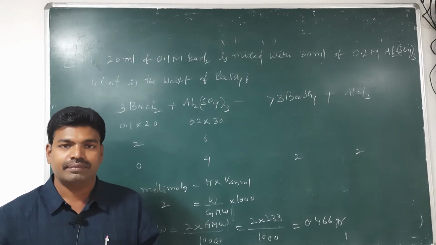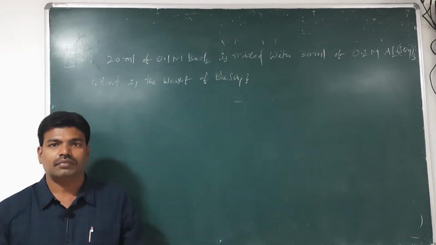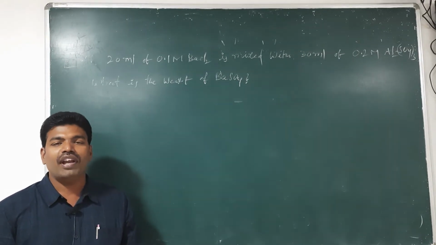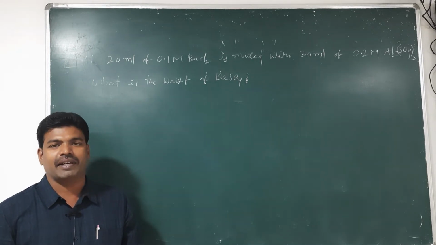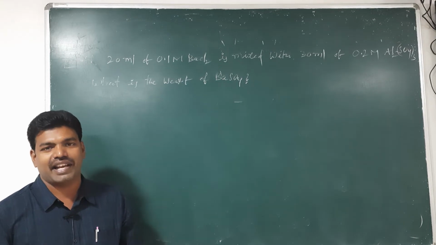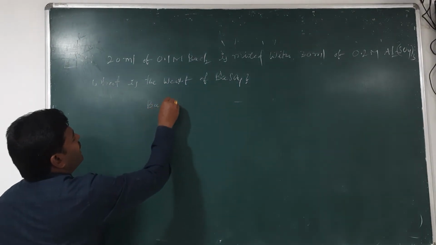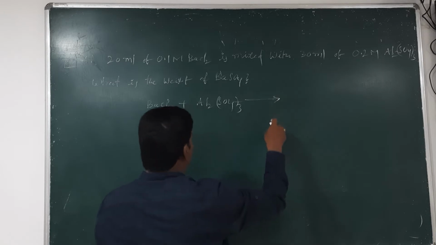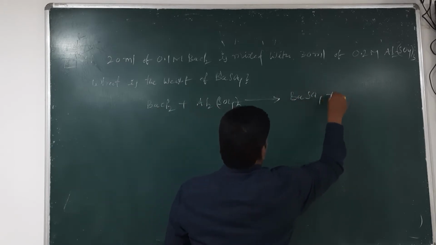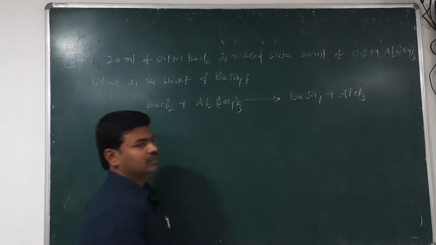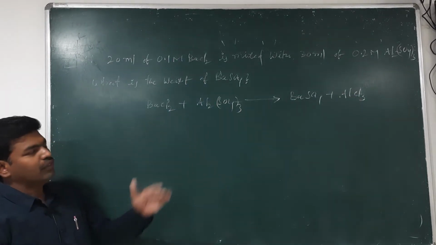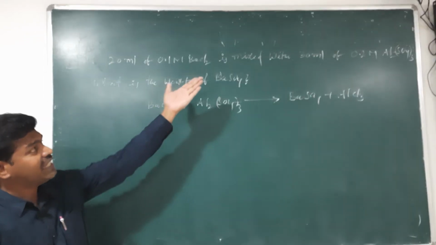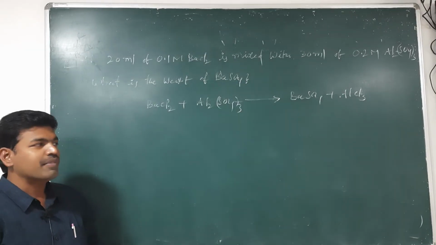There is another method, the milli equivalence method. Already I told you, when we want to apply the equivalence concept, there is no need of a balanced chemical reaction. So barium chloride reacts with Al2(SO4)3, giving barium sulphate plus AlCl3. Now we shall solve this problem based on the milli equivalence concept, because the volume is given in ml.